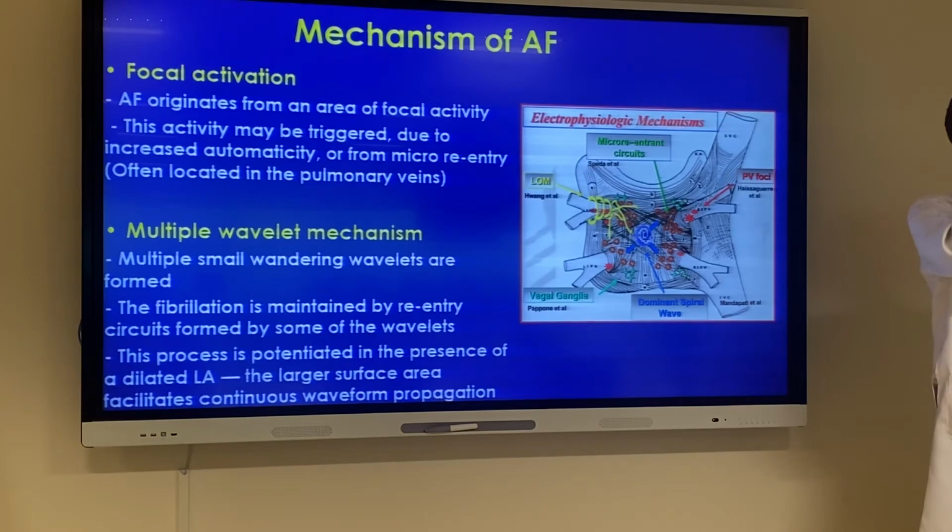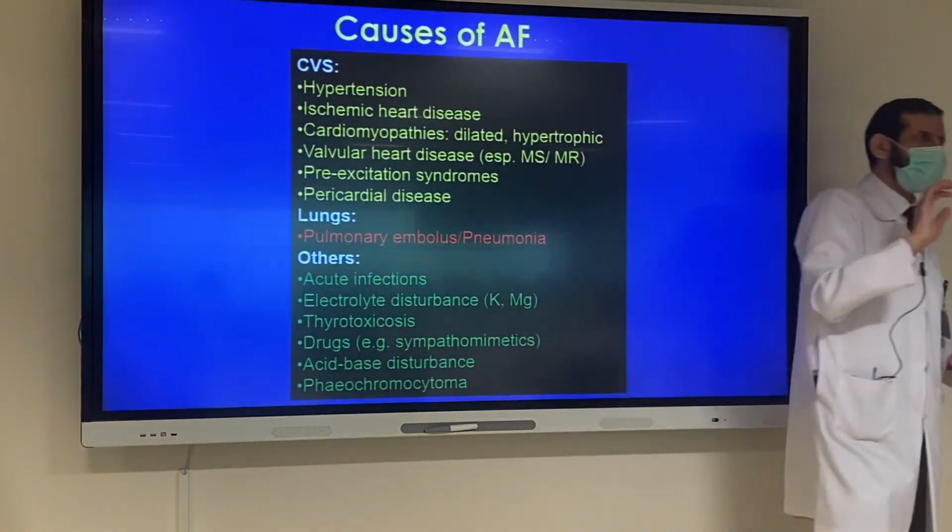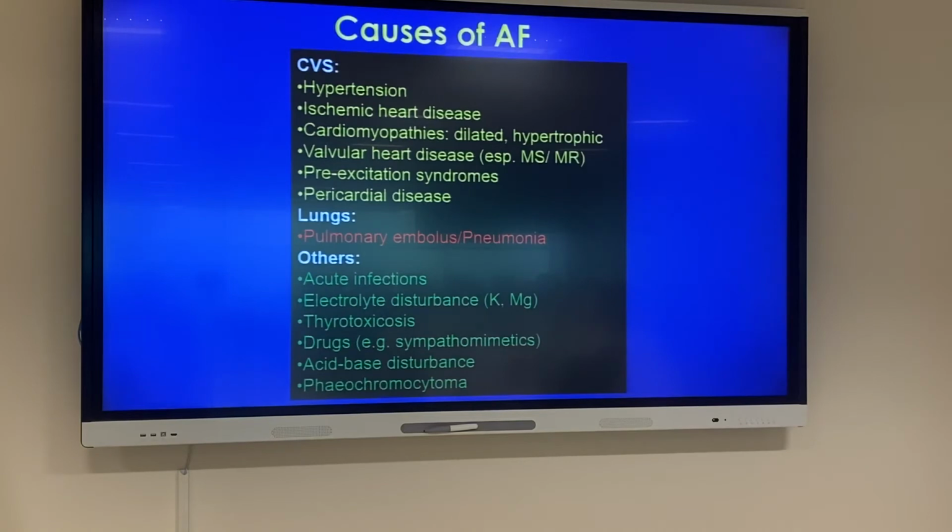So it could be cardiac diseases, pulmonary diseases, systemic diseases, others. Any cardiac disease, just name it, anything you think in your mind: hypertension, cardiomyopathy, valve disease, pericarditis, myocarditis. Any cardiac disease can predispose to atrial fibrillation.